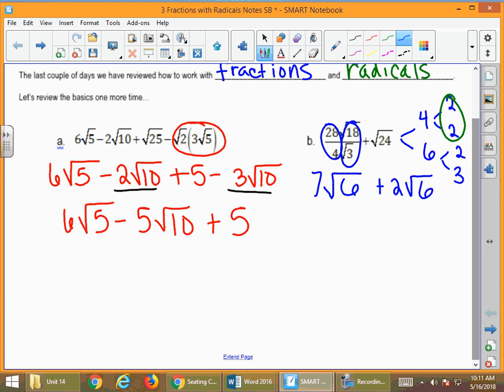And to finish this particular problem, now we see that we do have like terms because we have square root of 6 in both. When we add the coefficients, 7 plus 2 is 9.